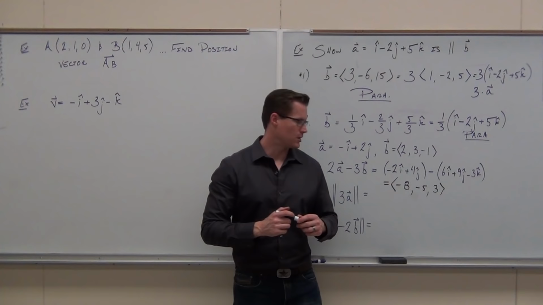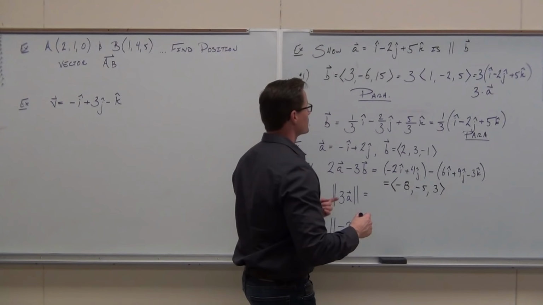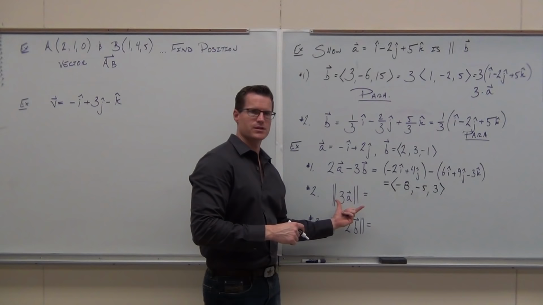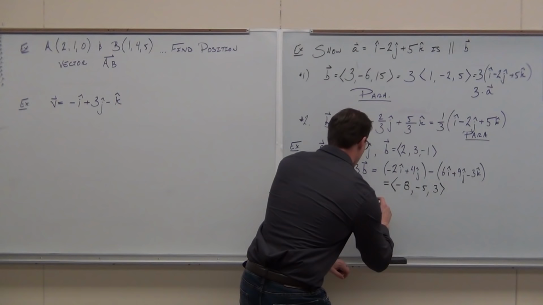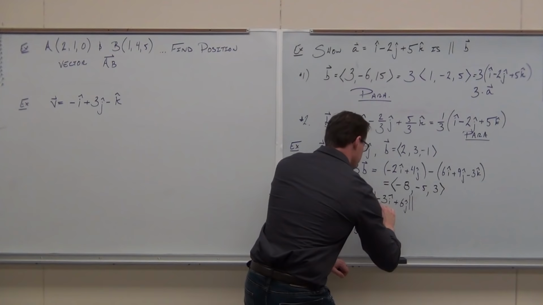Okay, what's the first course of action on this? What would you do? Multiply it. Multiply what? The 3a. Okay, so this is literally just a 2D vector, so when I'm finding this, this was done in the last section. We can do it here, but it's not going to be that hard. So we're going to have negative 3i plus 6j, and then we're going to find the magnitude of that.